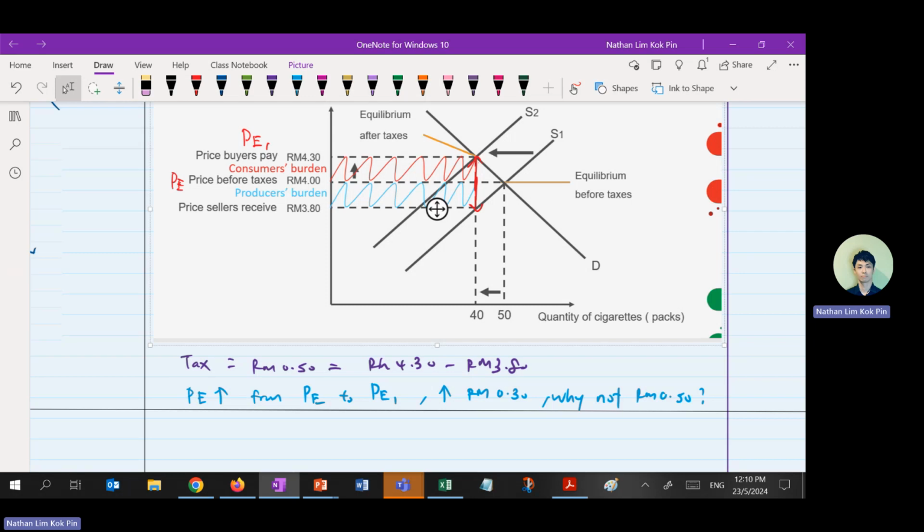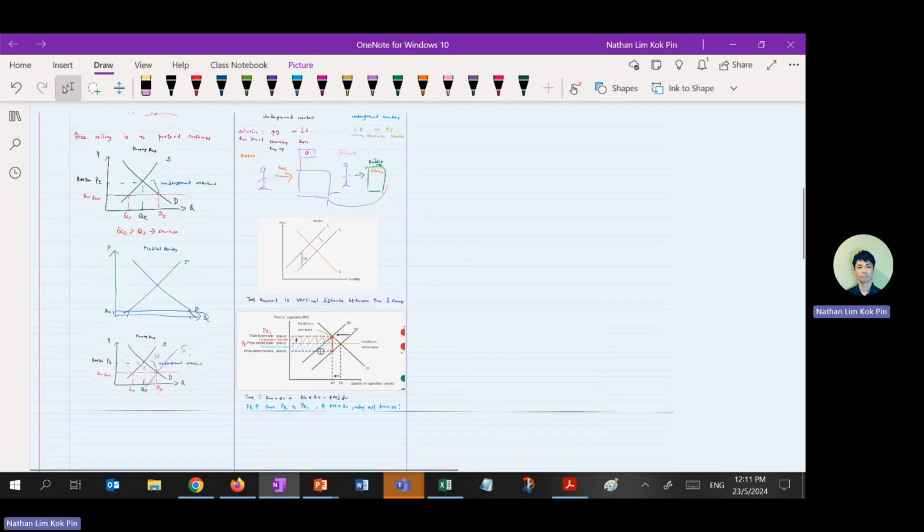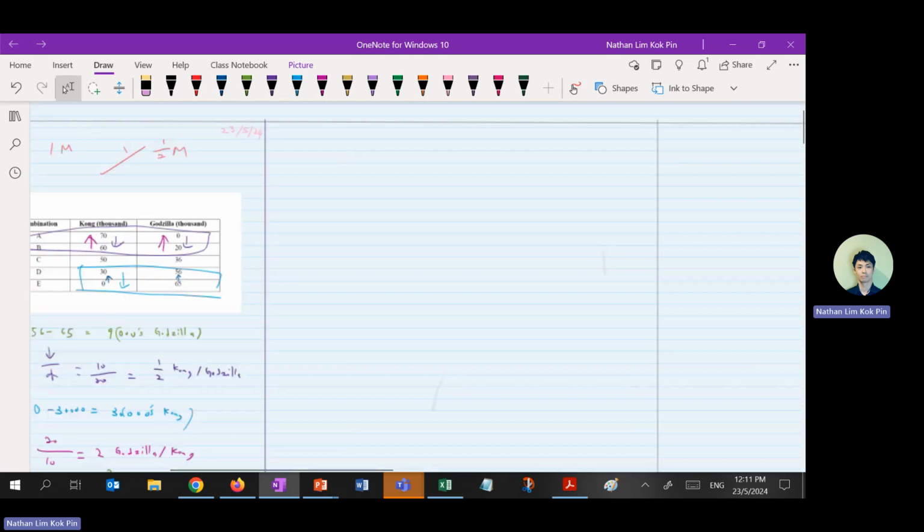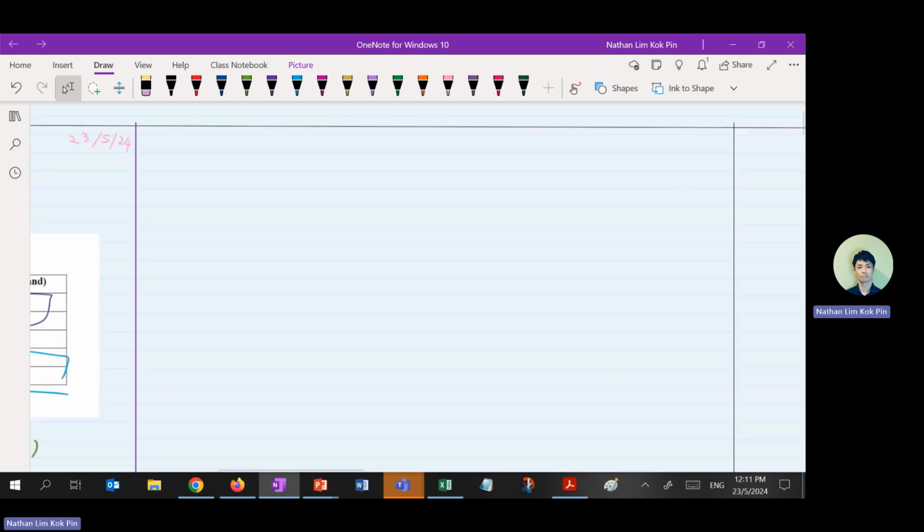And this can be seen in this diagram. In this diagram, the producer decided to absorb 20 cents between the old PE and the producer's receipt. So the producer chooses to absorb 20 cents and pass 30 cents to the consumers. That's why the equilibrium price only increased by 30 cents. This is known as, write down, the incidence or tax incidence. Incidence of tax.